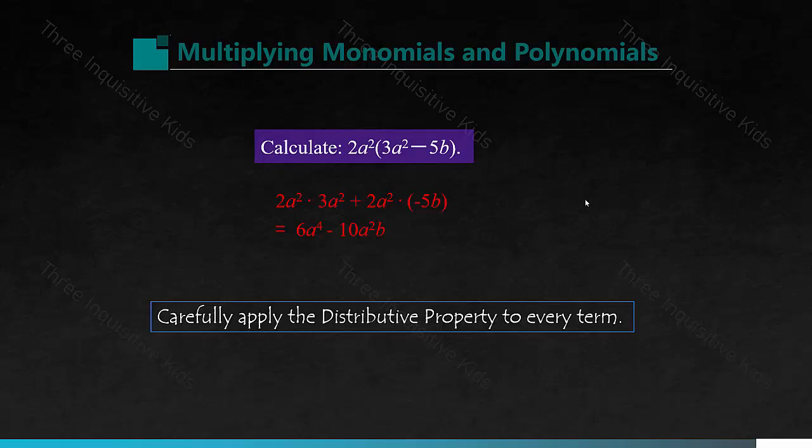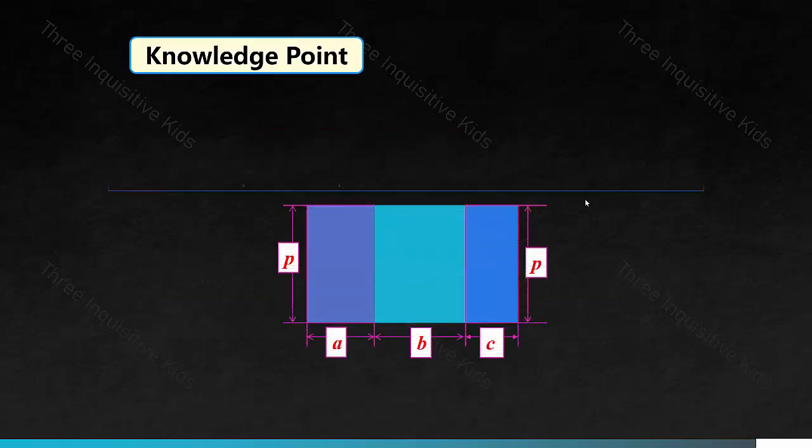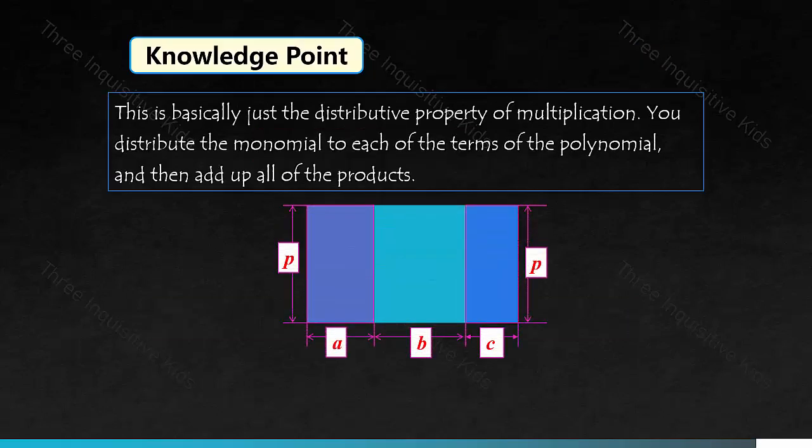So basically right now we're just reviewing our distributive property of multiplication. You distribute the monomial to each of the terms of the polynomial and then add up all of the products. So you first calculate each of these three rectangles separately and then add the products together. Summary.